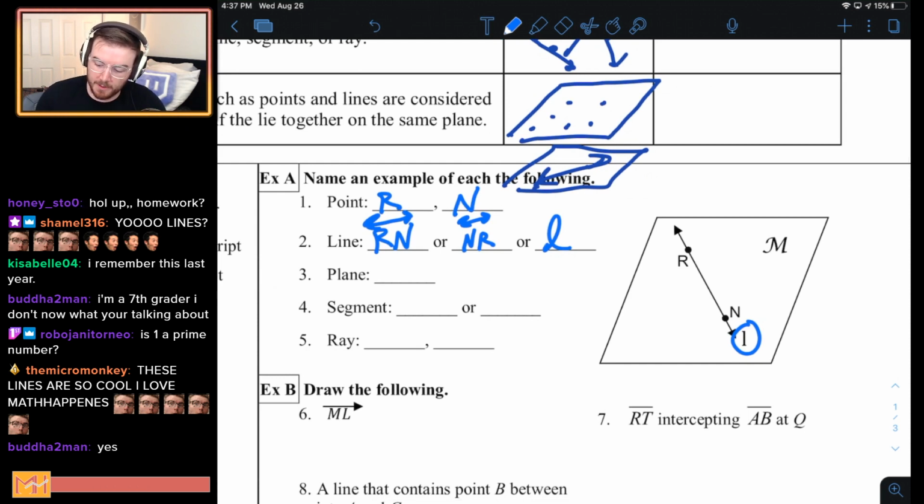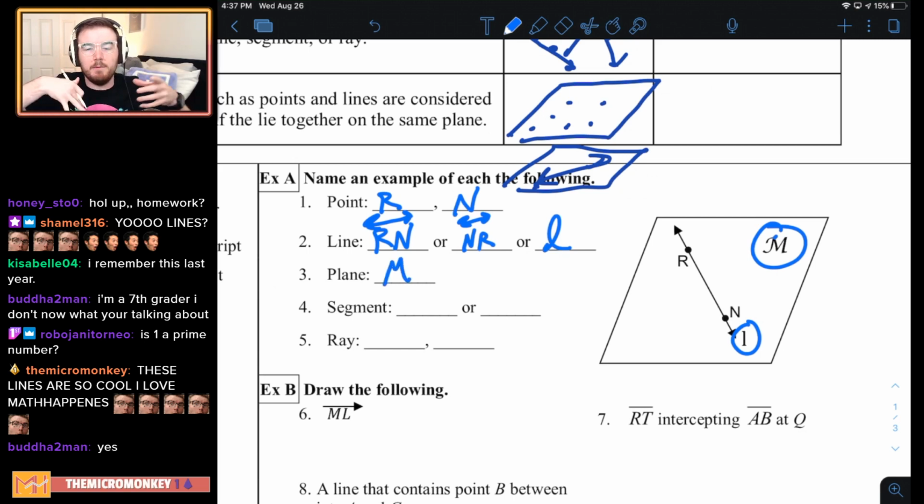The plane is being referred to as plane M, right? That's where all of these objects exist. They exist on the plane.